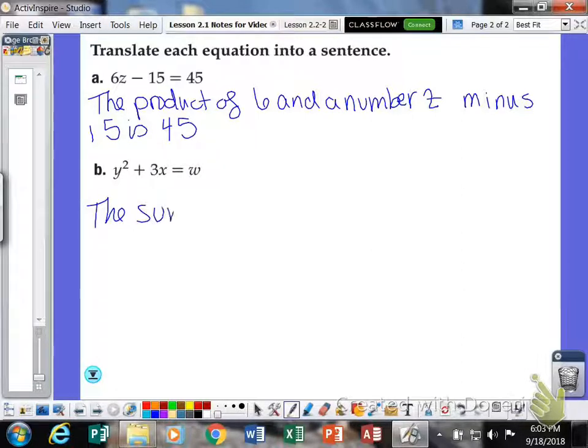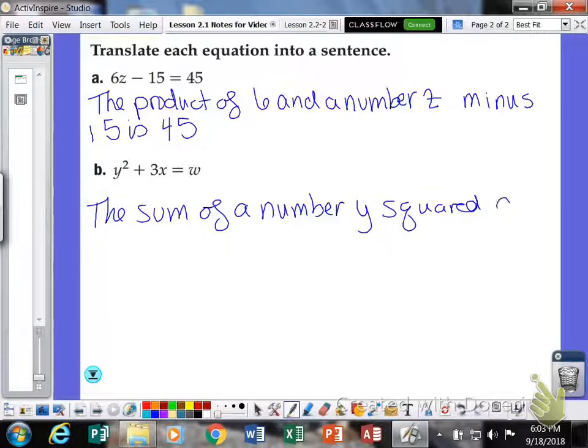the sum of a number y squared and 3 times a number. Now, you could write this any way you want.